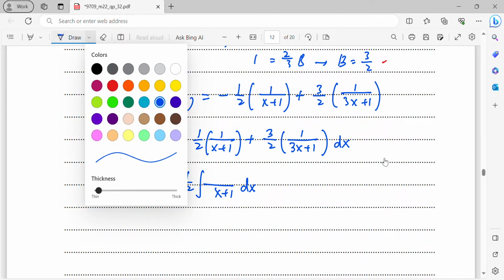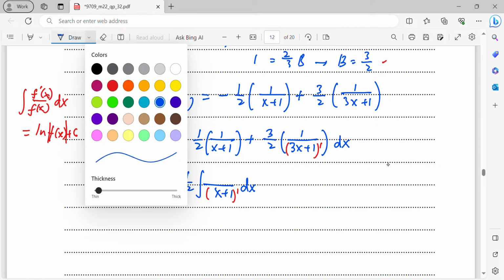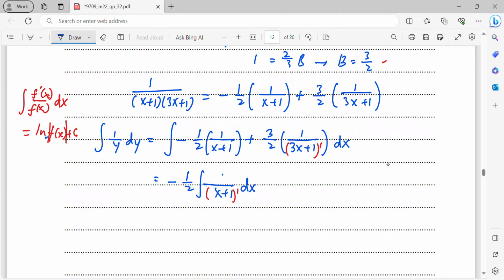Now for your information, since the denominator is degree 1, and the numerator here is also degree 1, I'm going to use the ln formula to integrate. So the ln formula says integrate f prime x over f x dx will be ln f x plus c, provided the numerator is the differentiation of the denominator, which means now here when I differentiate x plus 1, I'm getting 1. Okay, so when you multiply, it will be exactly the same as the previous term.